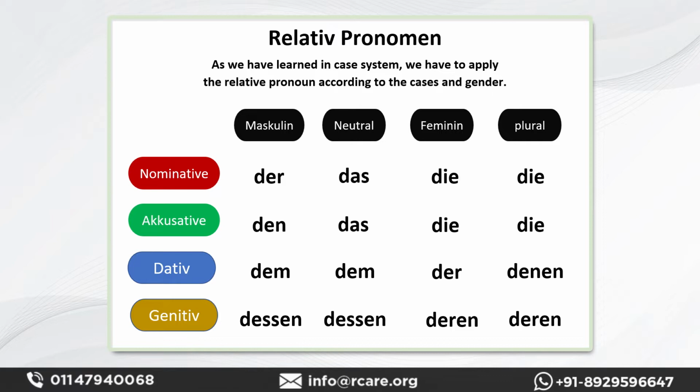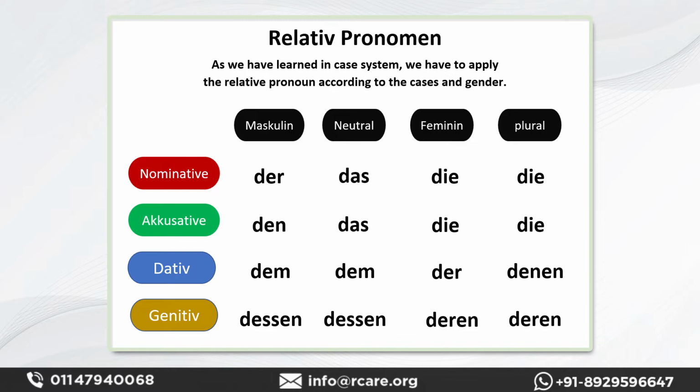Now, to use these relative pronomen in a sentence, we first have to learn the cases and the situations in which they are used, and how to use them in a sentence. Before that, you have to learn the table. As we learned in the case system, we have to apply the relative pronoun according to the case and the gender. So if you haven't watched our video on the case system, please watch it, and when you're done with it, then and only then will you be able to understand relative pronouns.